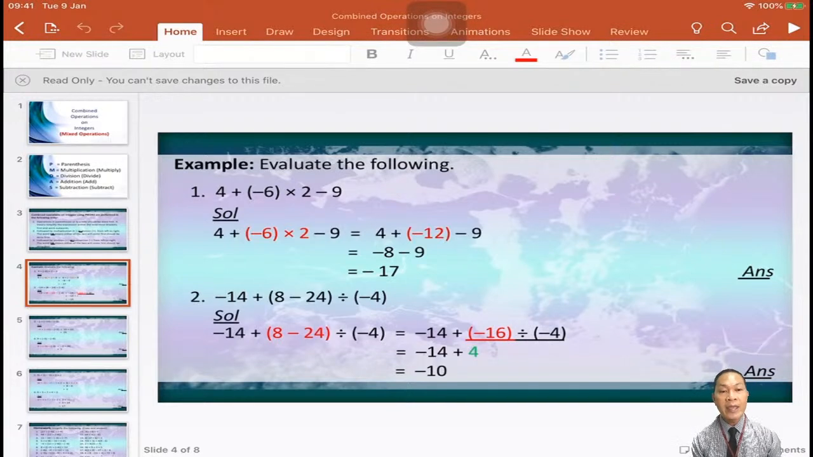And then again, we have addition and division operations for the next. So we have to divide first before adding. So copy negative 14, and negative 16 divided by negative 4 is positive 4. Combining negative 14 plus 4, the answer is negative 10. All right, so just listen first, and later you will have the practice exercise and your homework.